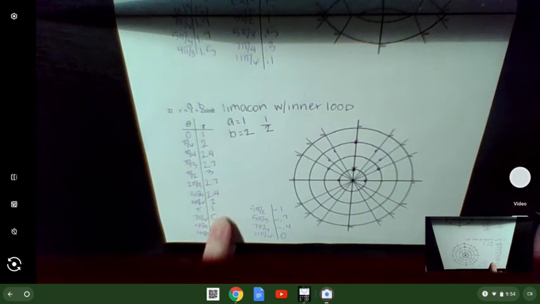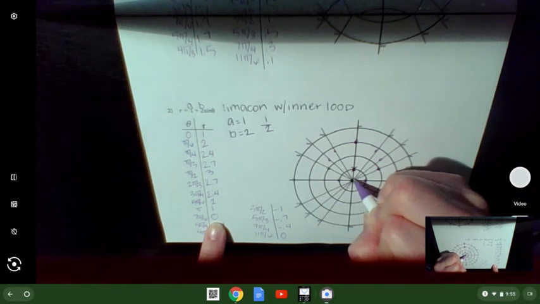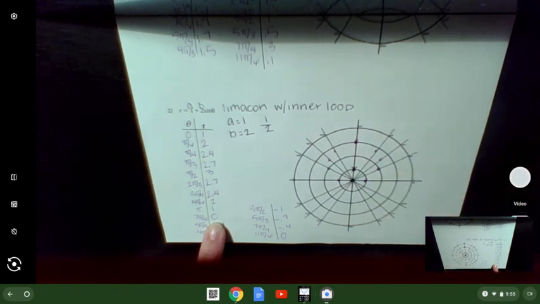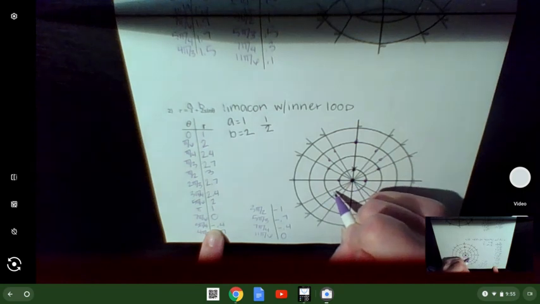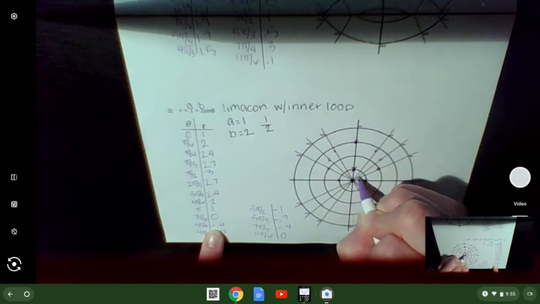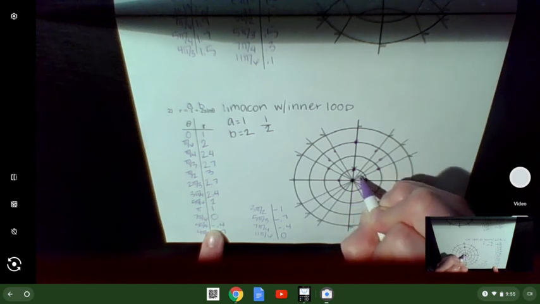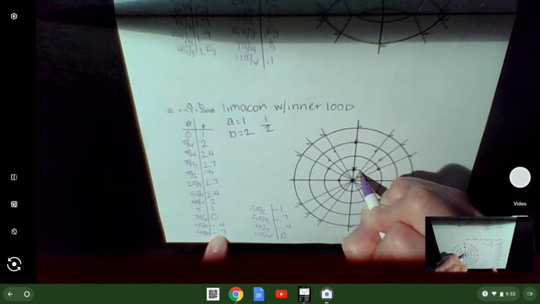So far, so good. 7 pi over 6, we are at 0. Remember, r of 0, we're at the pole. 5 pi over 4, which would be right here, negative r value. So negative 0.4, positive 0.4 would be right here because here's 5 pi over 4, but we're going to slide back through the pole and we are going to go to negative 0.4, estimate to the best of my ability. 4 pi over 3, negative, so slide back through, 0.7.